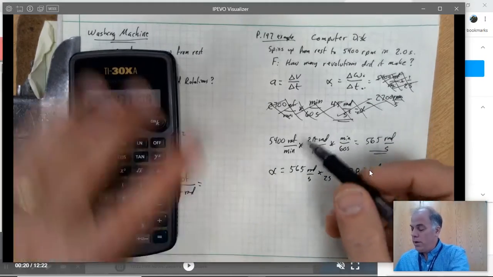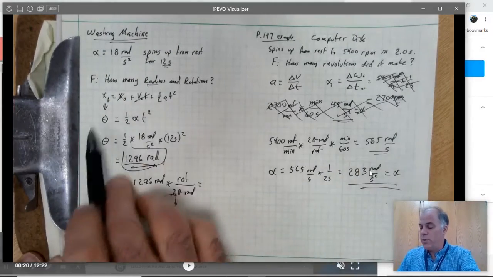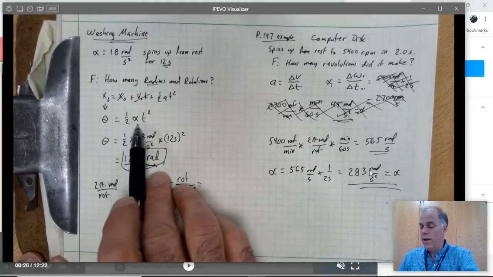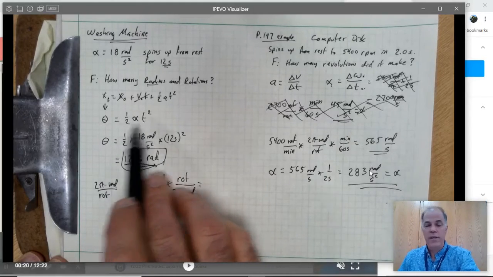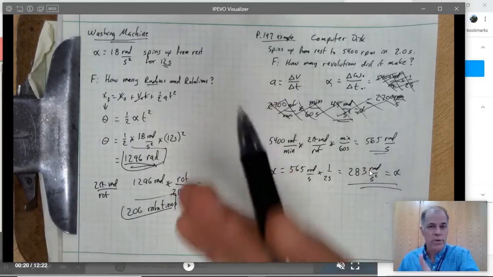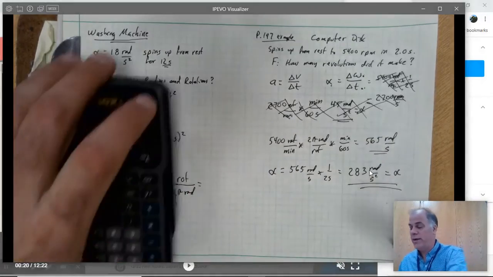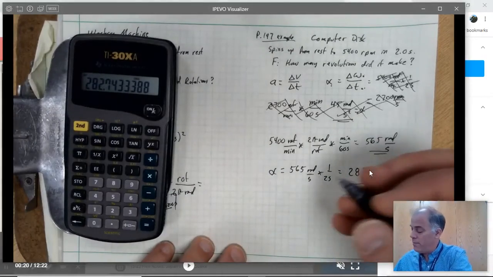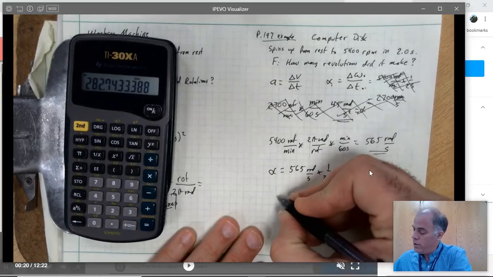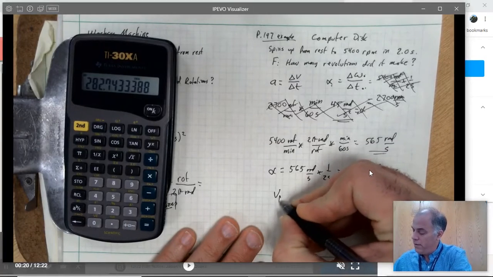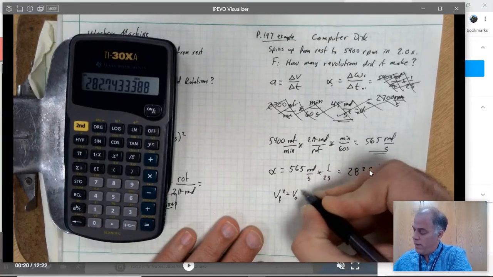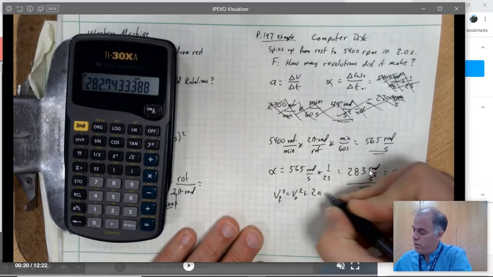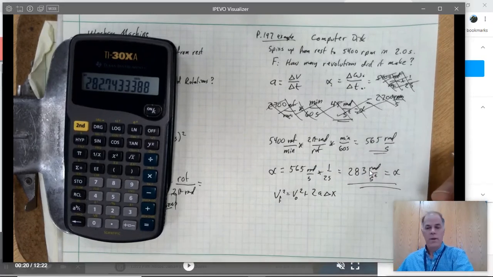Now, the book does the same sort of thing that we did over here using 1/2 alpha t squared to figure this out. But I want to show you a slightly different way just so you can see how it's done. And you never know when you might need it. So the equation that we're going to be using is our old friend v final squared equals v naught squared plus 2a delta x.